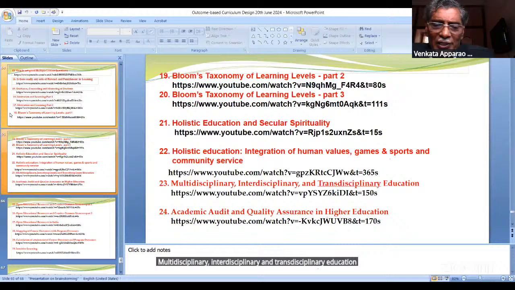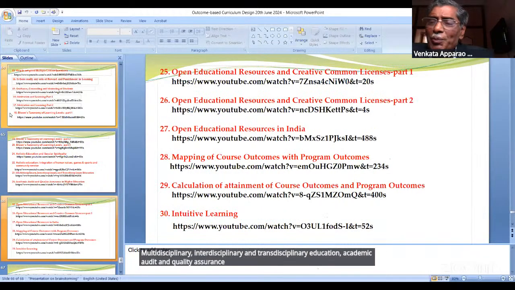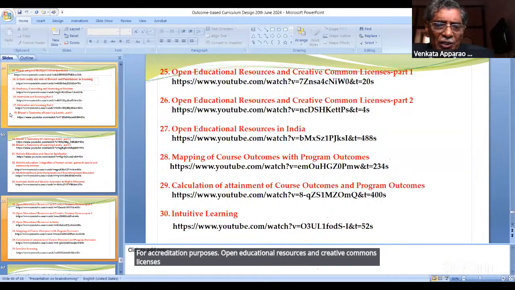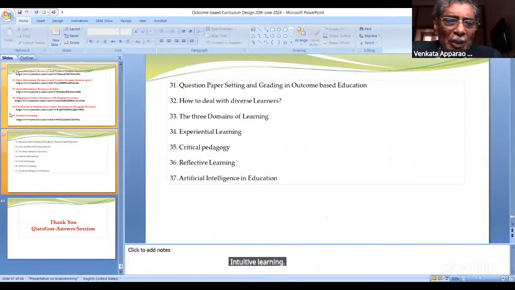Academic audit and quality assurance in higher education. Very important for accreditation purposes. Open educational resources and Creative Commons licenses, part 1, part 2. Open educational resources in India. Mapping of course outcomes with program outcomes. Calculation of attainment of course outcomes and program outcomes. Intuitive learning. Then question paper setting and grading.